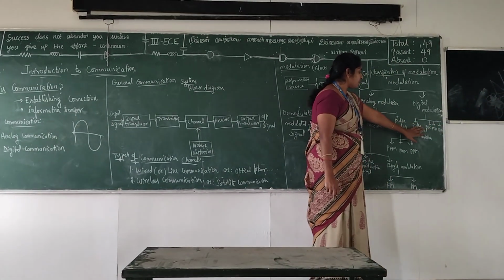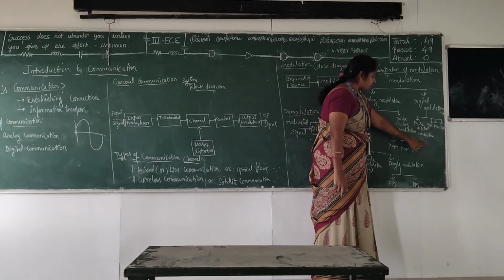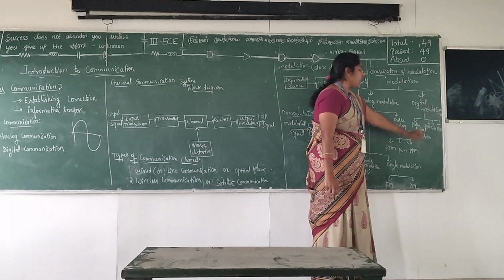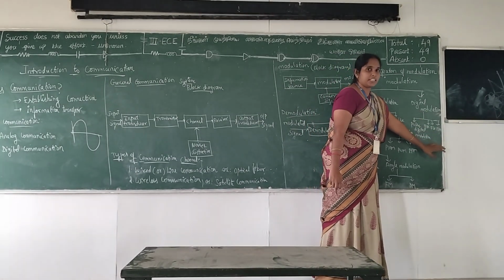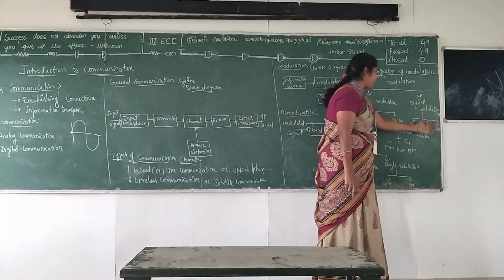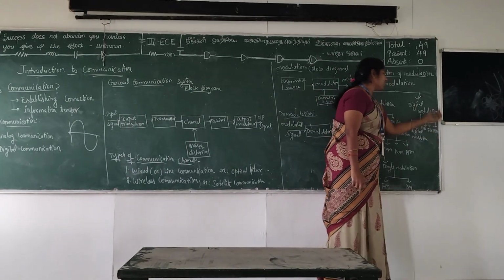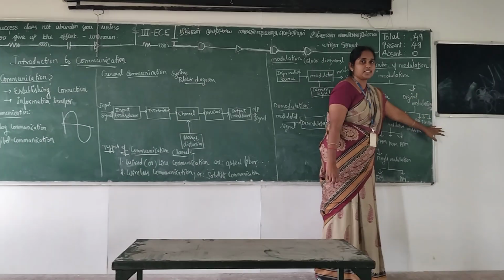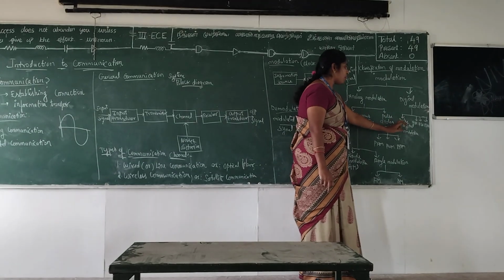Then the pulse modulation types are pulse code modulation, delta modulation, adaptive delta modulation, and differential pulse code modulation. Here we are using a pulse signal as a carrier. For ASK, FSK, and PSK, the input signal is digital and the carrier is analog. That's the difference between pulse digital modulation and ASK.